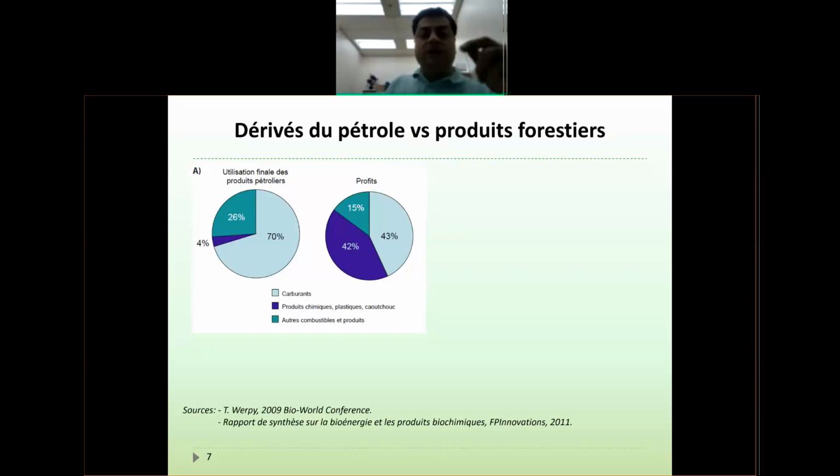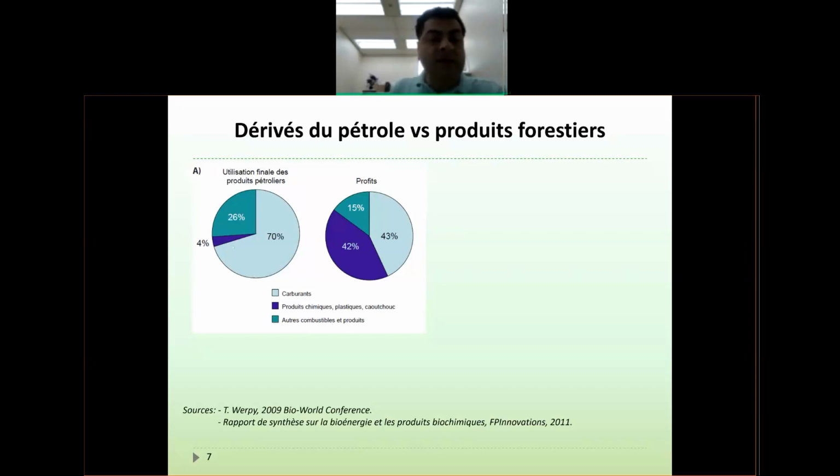If you look at these two diagrams, for example, a diagram for a petrochemical industry, you can see that on the pie shape on the left, we are comparing final utilization of the petroleum products, okay, for fuels, for chemicals, plastics, and rubber, and other kind of fuels and products.